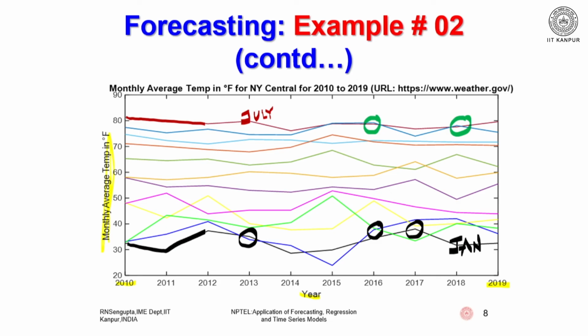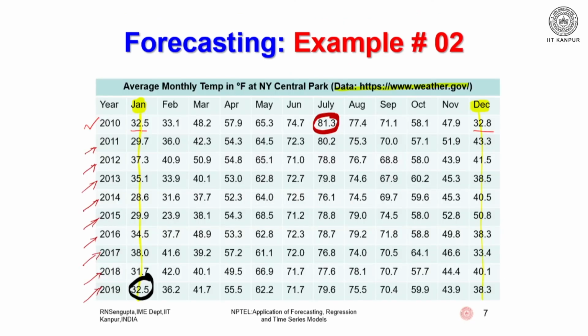Now, why did I draw it? Obviously, from this tabular data, you can find out for each year what is the average. So, you will be taking the average along the row. When I talk about along the row for 2010, you have to add up all the month values for that year, 32.5 which is for January till 32.8 which is for December, add them up and divide by 12, that will give you the average temperature.